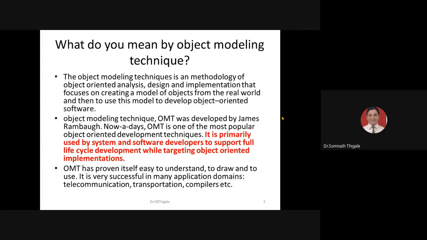So let's start with the basic idea. What do you mean by object modeling techniques? As the name suggests, in short form we are going to call it OMT, which stands for Object Modeling Techniques. So OMT is a methodology of object-oriented analysis, designing, and implementation that focuses on creating a model of objects from the real world and then using this model to develop object-oriented software.